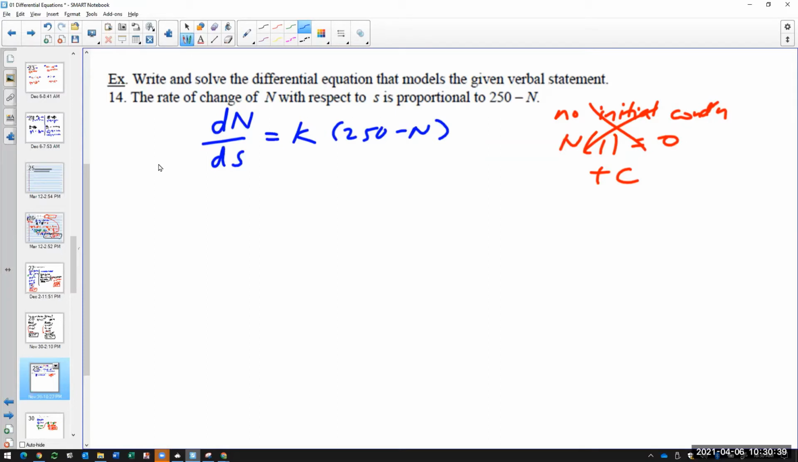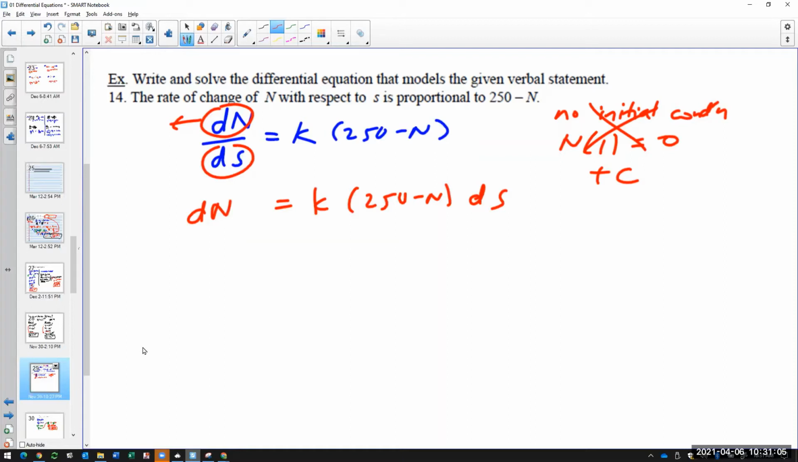All you do is act like an immigrant. First, you separate. So you have an N here. What you want to do is move all the N's to the left side, all the S's to the right side. So let's go ahead and separate correctly first. You guys good? I can multiply both sides by dS. You guys good with that? First you multiply both sides by dS.